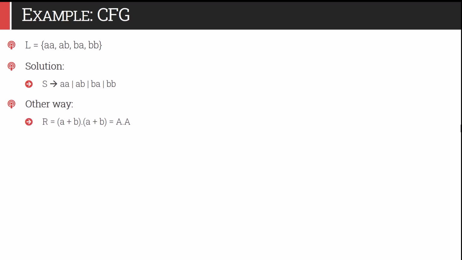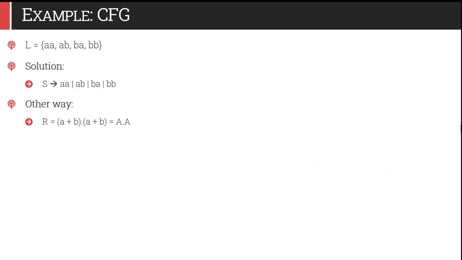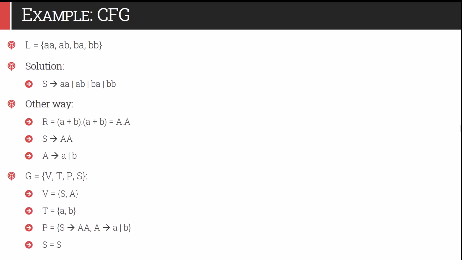Another way of doing this is to write a regular expression for the given language. The RE for this would be (a+b) concatenated with (a+b). We will represent a+b as a capital A, so this representation of R would be A into A. Now we can start with S gives AA, and A we know is either a or b. From that pair we can select either a or b, so we can have the production A gives a or b. Using these two productions, we can produce all four strings: aa, ab, ba, and bb. And this is the grammatical representation of that.